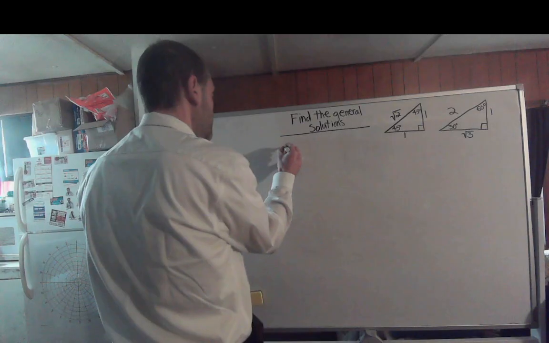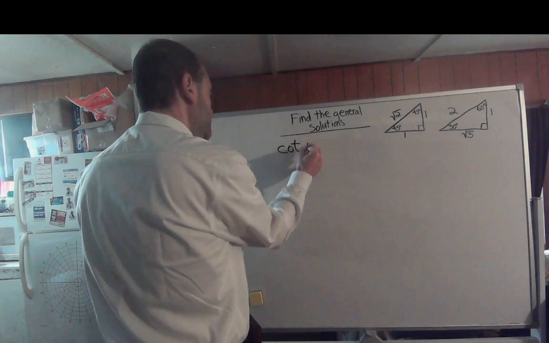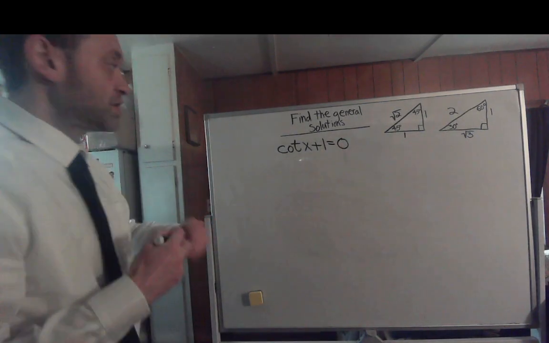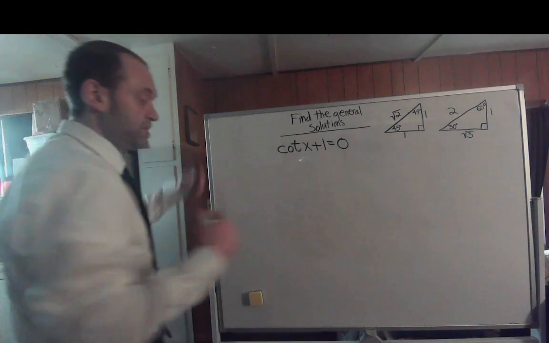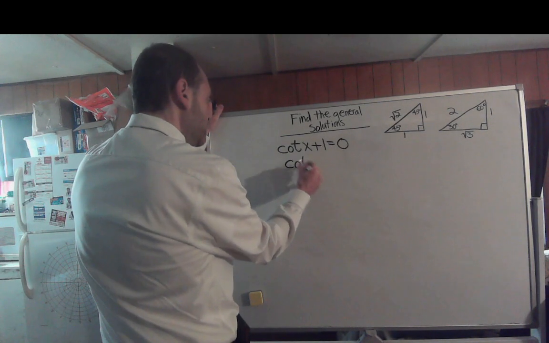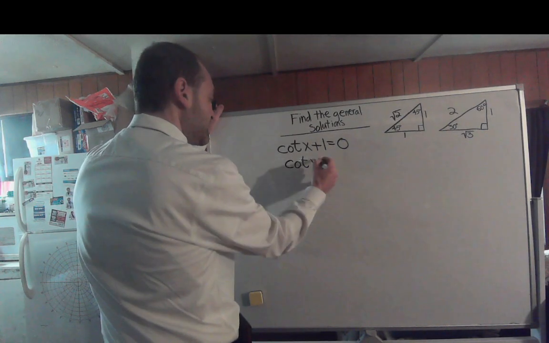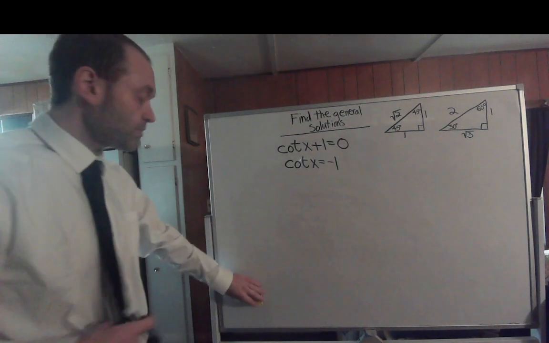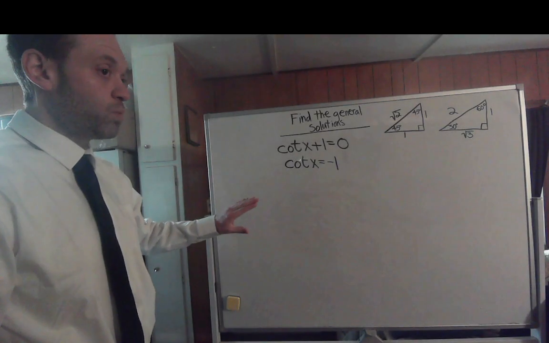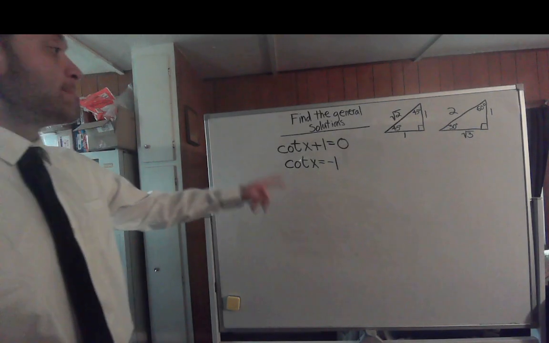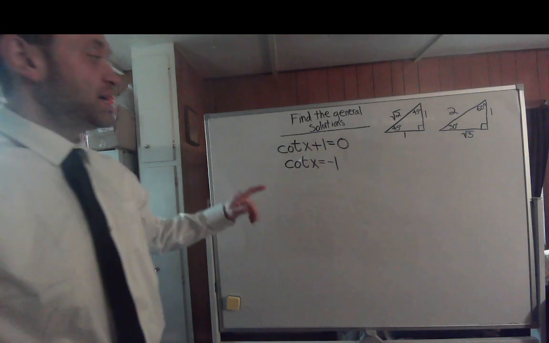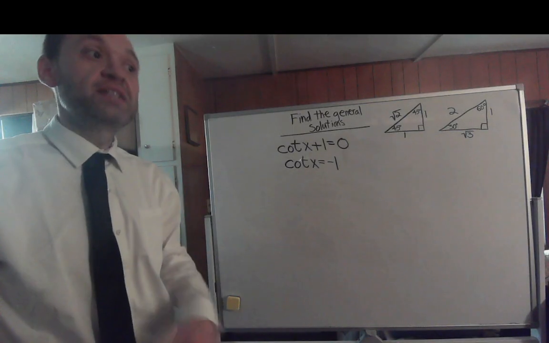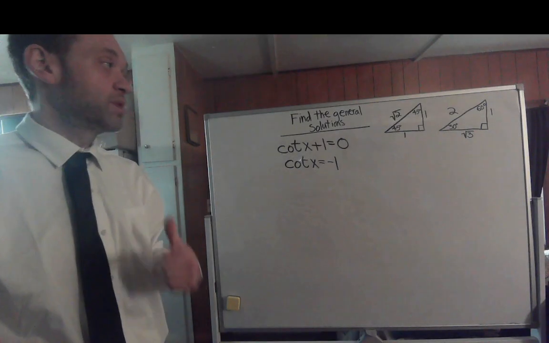Alright, let's see. Cotangent of x plus 1 equals 0. So we're given the cotangent of x plus 1 equals 0. So this would become the cotangent of x equals -1. Okay, well, the cotangent of x equals -1. Where is the cotangent negative? In the second and fourth quadrants is where it's negative.